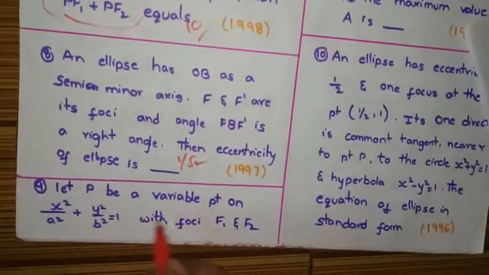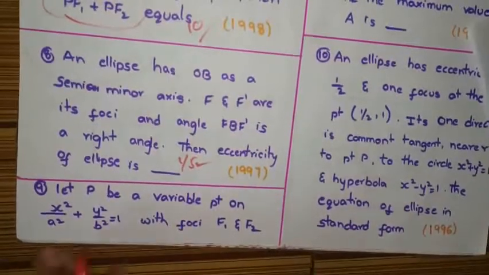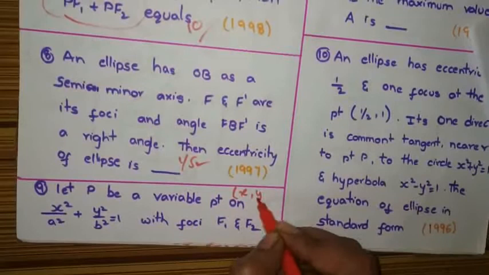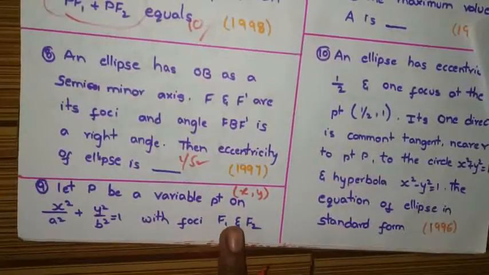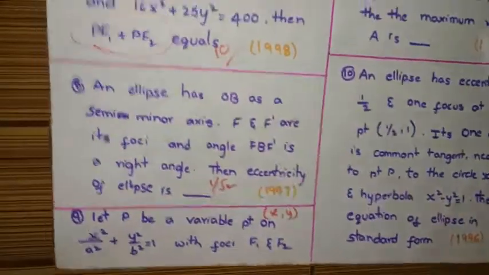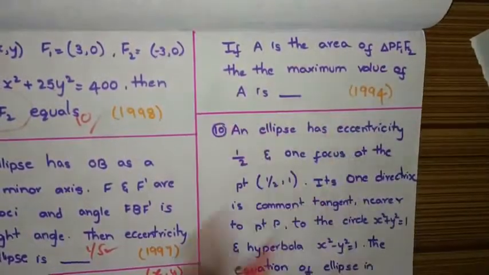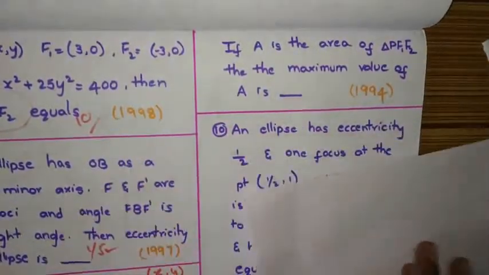See, there is an ellipse. On that ellipse, there is a variable point. Take that point as (x, y), with foci F1, F2, and A is the area of the triangle. Then find the maximum value of area. See, this question is very interesting.